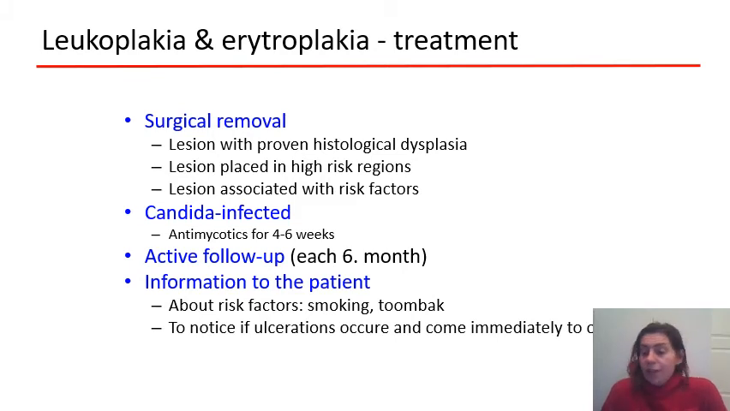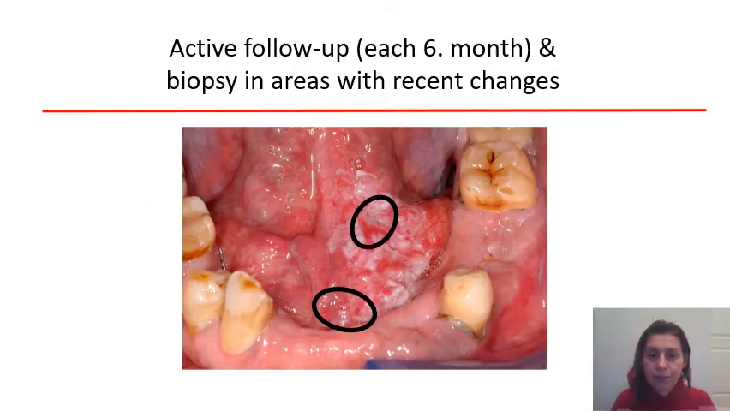And very importantly, it's an active follow-up. These patients have to be followed up once every 6 months. And importantly, also inform the patient about the risk factors, give counseling for ceasing the tobacco and alcohol habits, and also make the patient more aware of changes in the oral mucosa, to look regularly in the mirror, and if he or she notices changes, to come immediately to the dentist. That's very important, because this is what could happen.